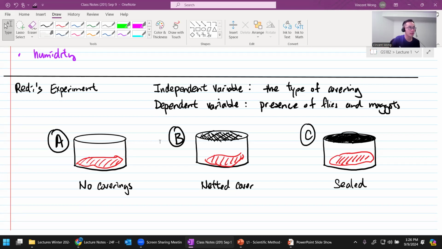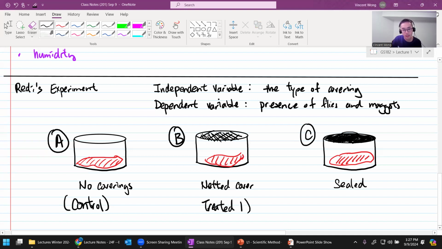Okay, most of you got it right. This would be the control. You are not changing anything. You just have the jar with the meat in there, not adding anything to it. And then these would be the tested group, the treated group. You can say this is treated group 1 and then treated group 2.